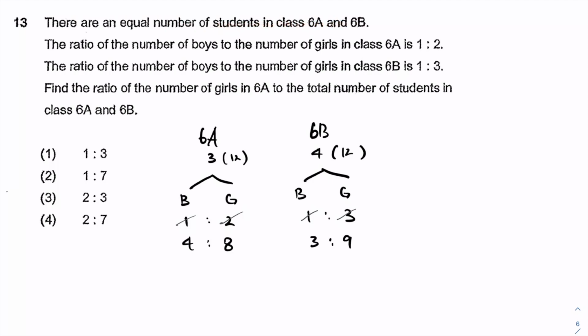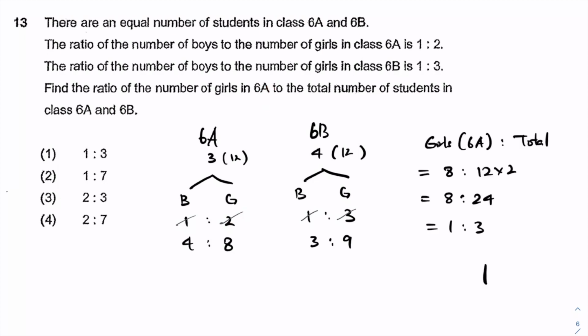So what can we do with this? Find the ratio of girls in 6A. This is where you have to focus your attention. The final ratio required is girls in 6A, which is this part here, girls in 6A, 8 units. Total students in A and B, that's 2 12s, isn't it? So that's 2 12s, that's 24. So 8:24, simplify, 1:3, the answer is 1.